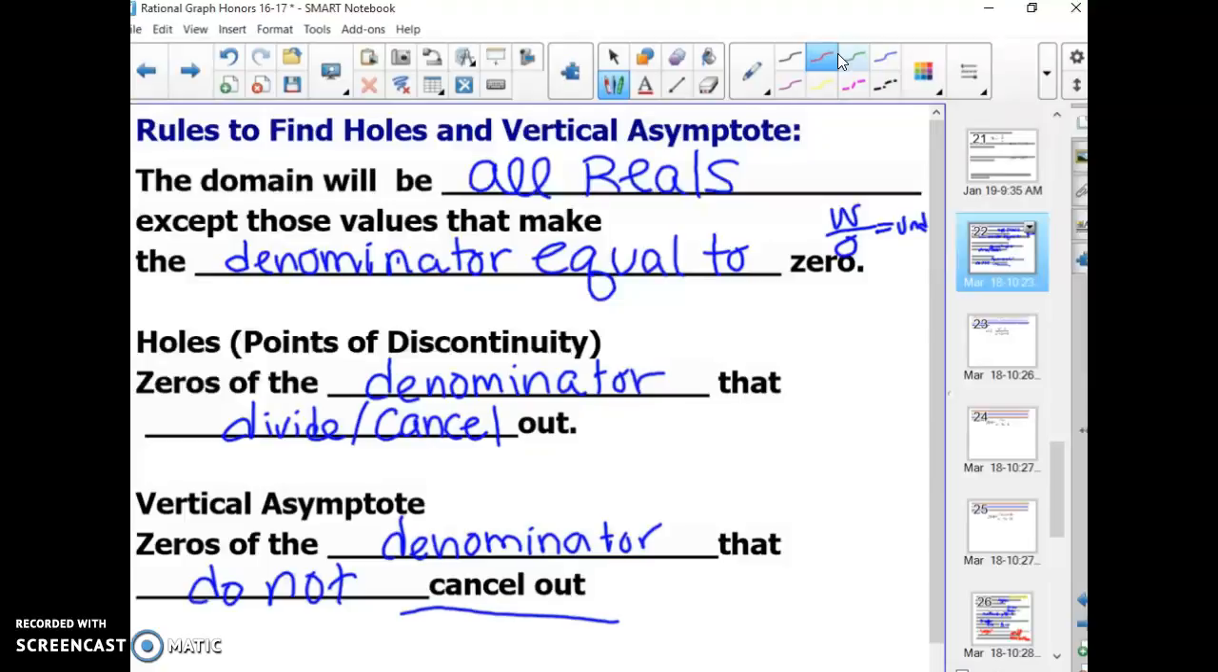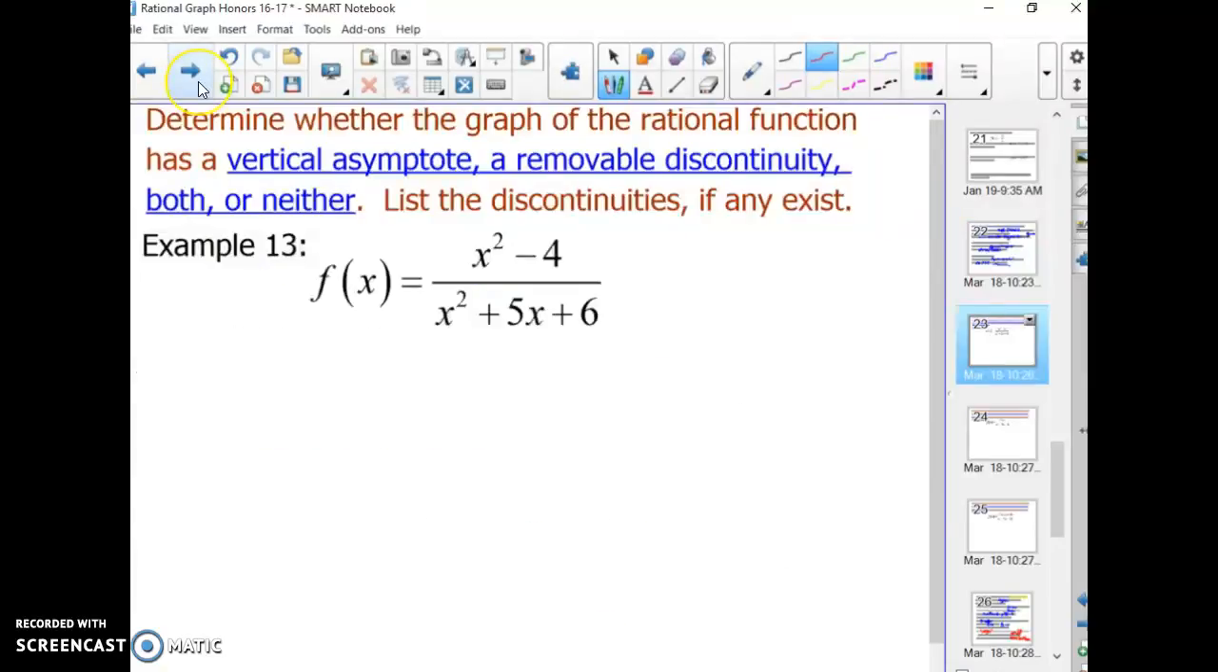So holes are our zeros of the denominator, right? So it's going to be that restriction that cancels out, because now we can have that case. Vertical asymptotes are values in the bottom that do not cancel out. So we have a few examples.